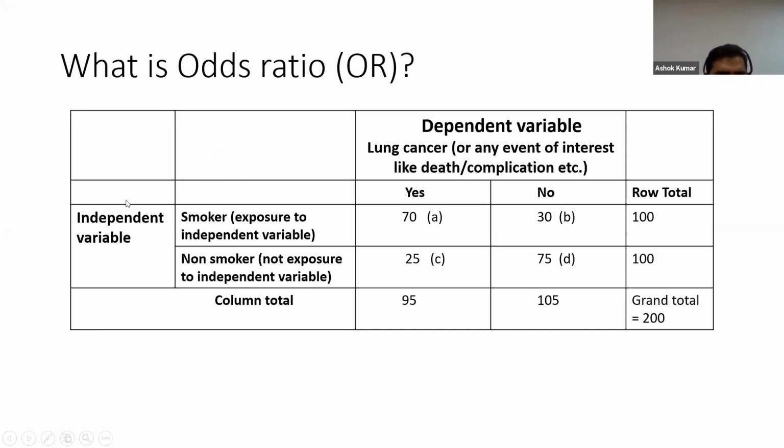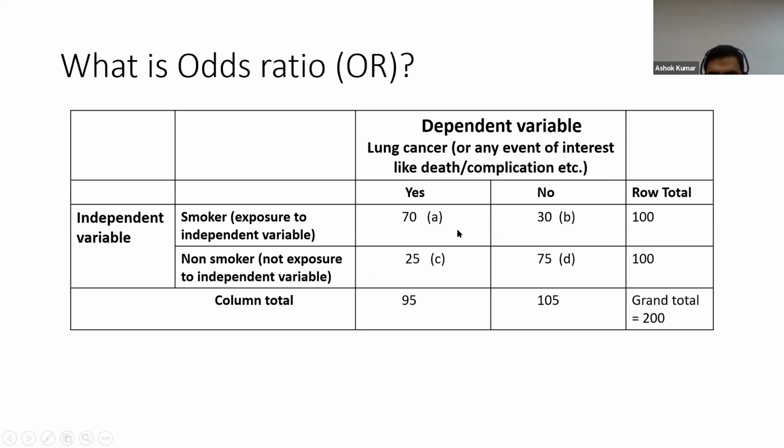You can see here, this is the independent variable and this is the dependent variable. It is a very famous example: smoker or non-smoker. You can say exposure to the independent variable, and non-exposure, or not exposed to the independent variable. Then what happened here? This is lung cancer, or any event of interest like death, complication, etc. Death yes, death no. Complication yes, complication no. Lung cancer yes, lung cancer no.